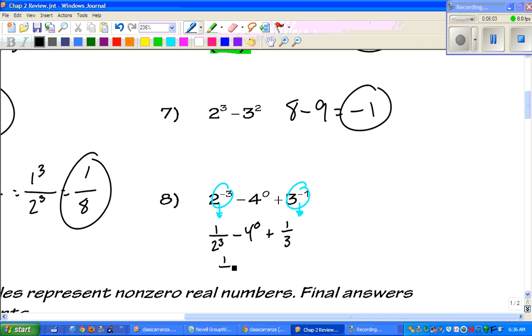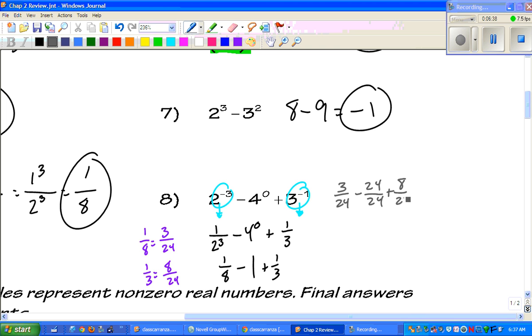1 over 2/3 is really saying 1 over 8. 4 to the 0 is 1, plus 1/3. We need an LCD, and that ends up being 24. So 1 over 8 equals 3 over 24, and 1/3 over 24 equals 8. So when we rewrite this, we have 3 over 24 minus 24 over 24 plus 8 over 24. And when you combine all those numerators right there, you end up getting negative 13 over 24.